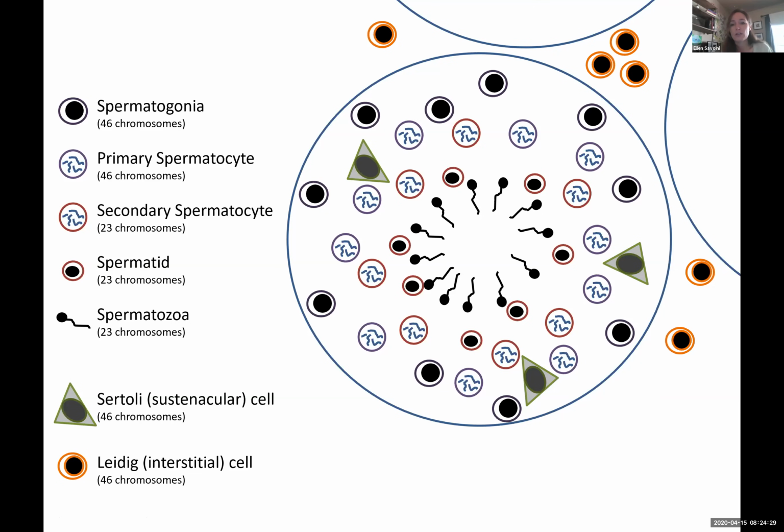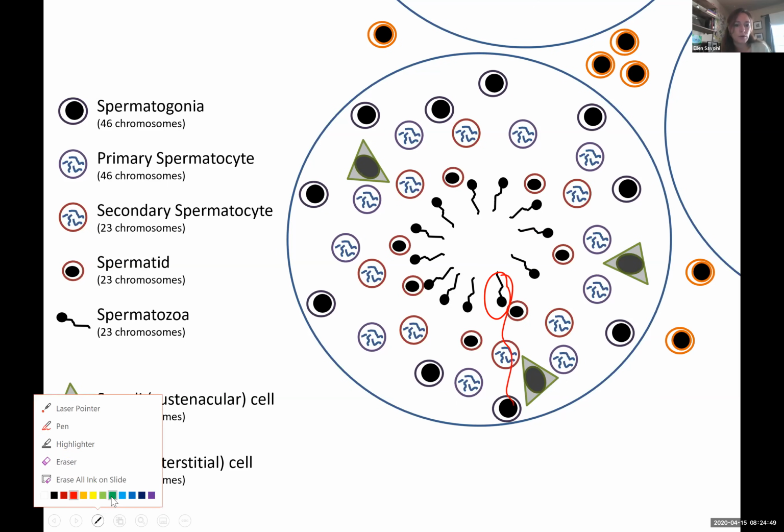These guys have 46 chromosomes. They're the same as a normal cell. They're within the seminiferous tubules, in here, but they actually don't make sperm. They're not in the process where they're going to ultimately become sperm. But what they do is, I'm just going to change the color, do a little green color.